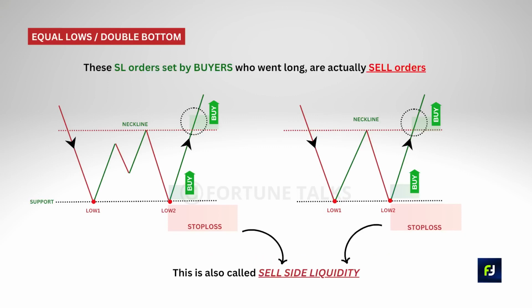These are all stop loss orders set by the buyers who have taken a long position, and these stop losses are sell orders or sell side liquidity. But what exactly do you think this is? This, my friend, is retail liquidity that we have been searching for. Now, what happens next? Or what will be the outcome?